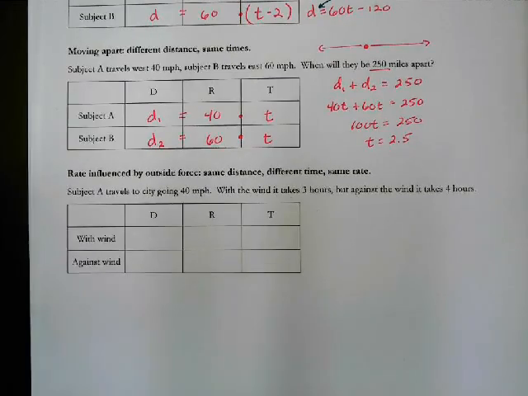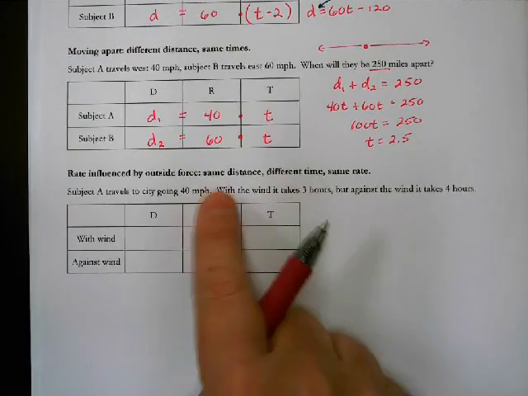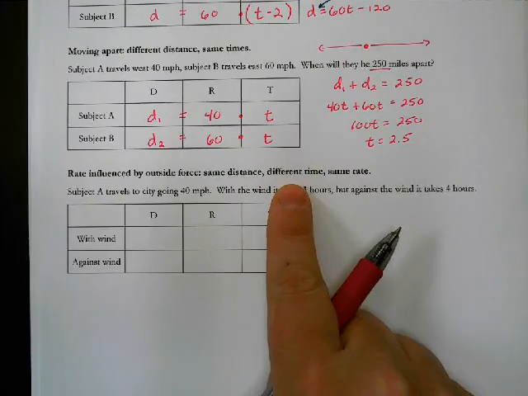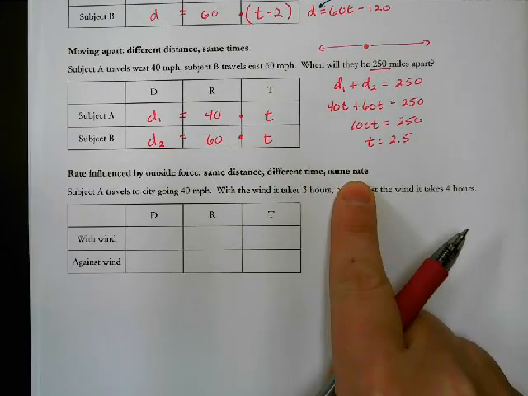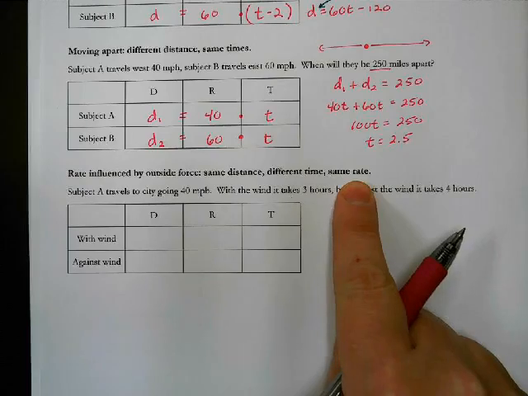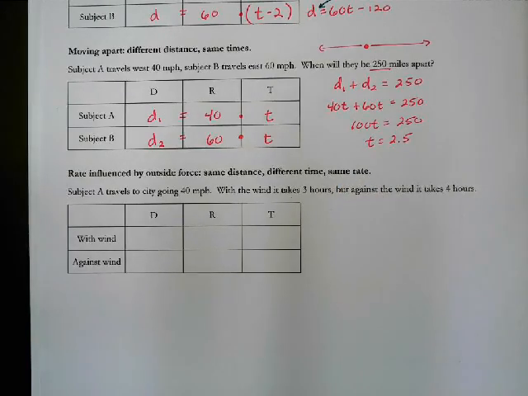All right, next, when your rate is influenced by some kind of outside force. Now these are going to have the same distance, usually a different time, and they're going to have the same rate, meaning that the rate that they're traveling is going to stay the same, but their rate is going to be affected by an outside force. A lot of times you'll see this as problems where they're on a river or something and the current of the river is affecting them. Sometimes there'll be an airplane flying and the wind resistance is making the plane go slower in one direction and faster than the other direction or something like that.